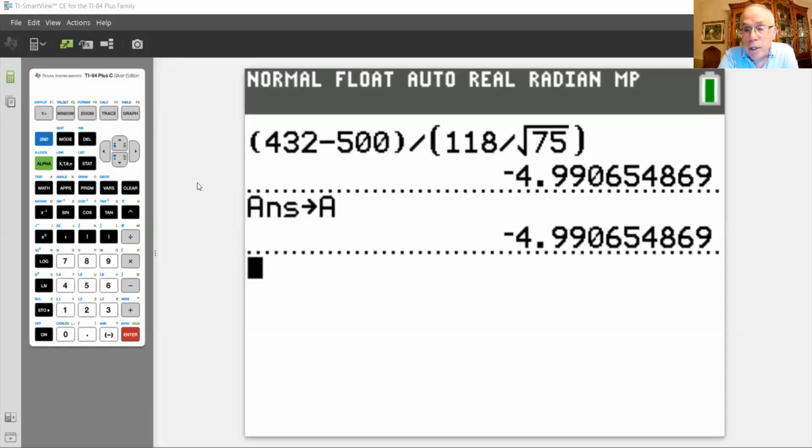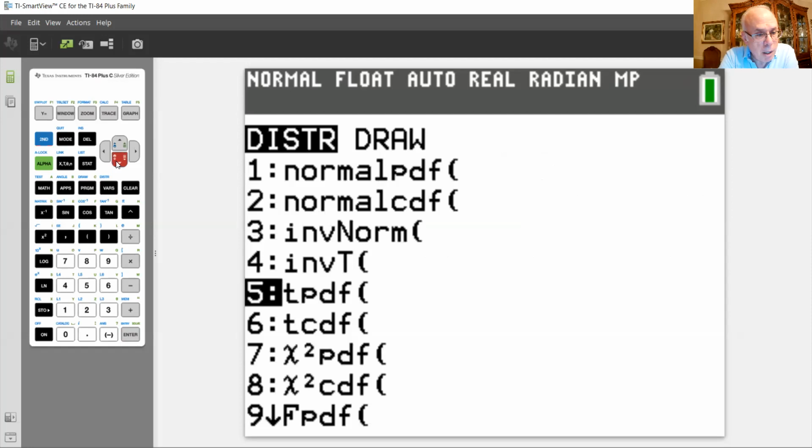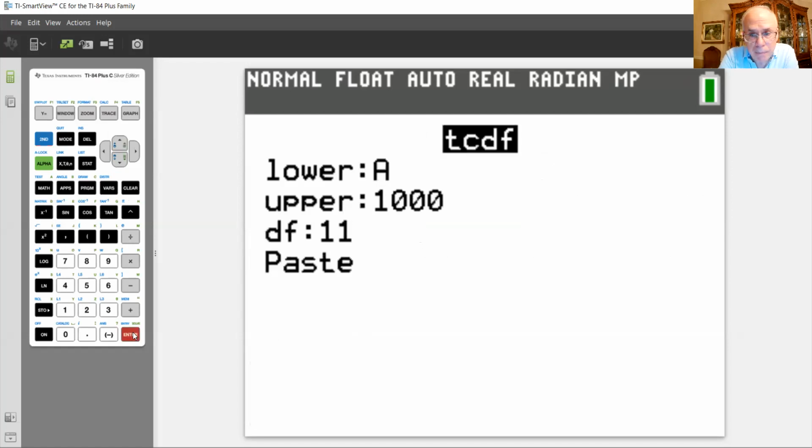Calculator. Okay, and of course it's a two-tailed test, so we have to multiply by 2 times, and we're going to do TCDF. We're going to use TCDF for this. All right. Now, in this particular case, we had a negative TCDF, so we're going to calculate half of the p-value. It's going to be the left tail. I'm going to put negative 1,000.